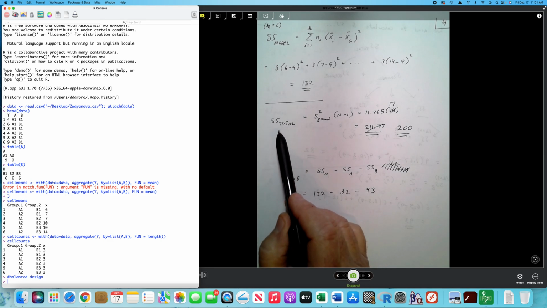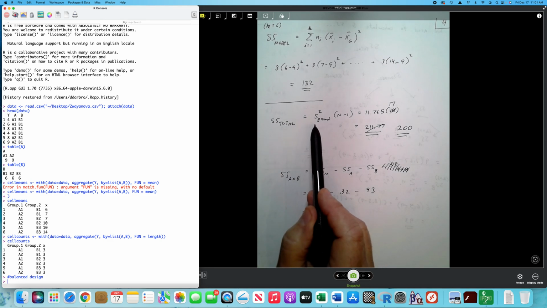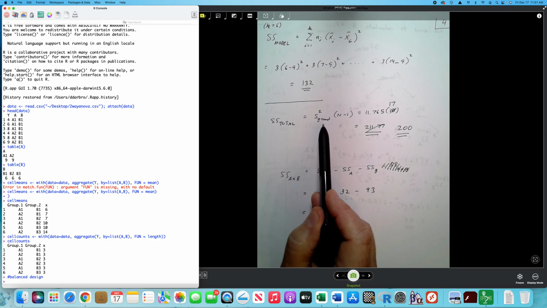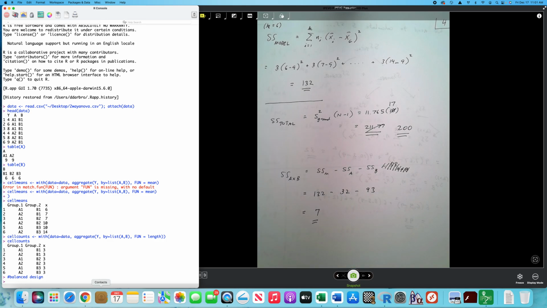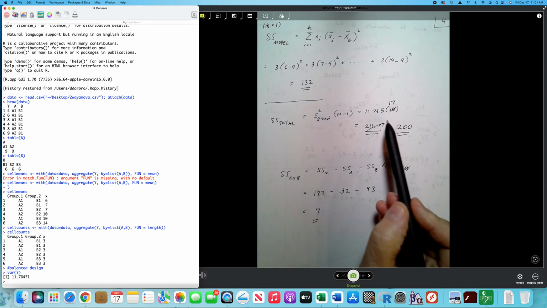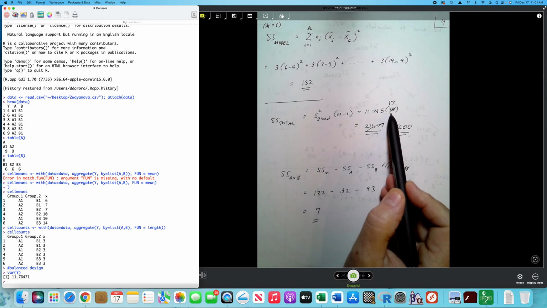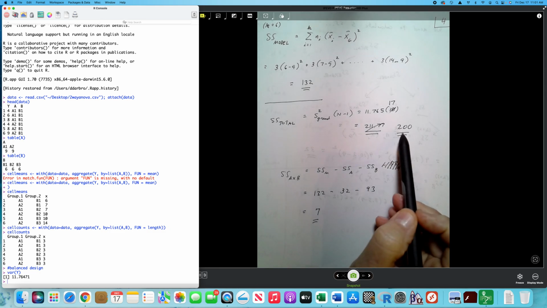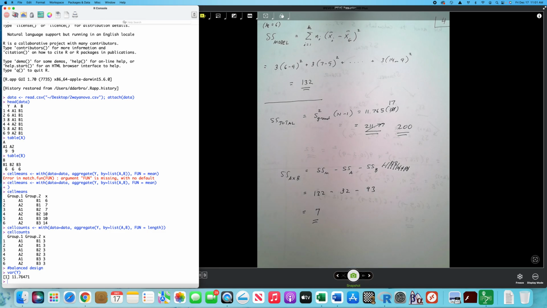Next thing I'd want to do is calculate the sum of squares total. Sum of squares total is just the variance of all the scores. It's very easy. So 11.764. Notice I made an arithmetic mistake here. Instead of n minus 1, I used n, so make sure you subtract 1. Don't do something silly. And again, the sum of squares total turns out to be a nice number of 200.